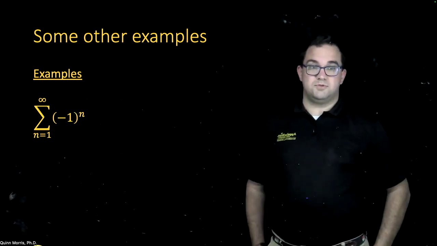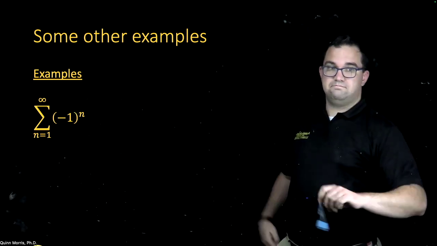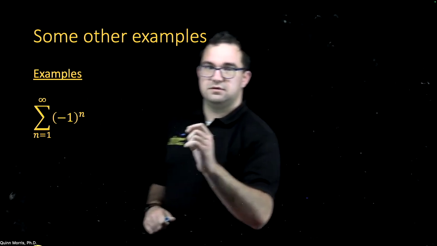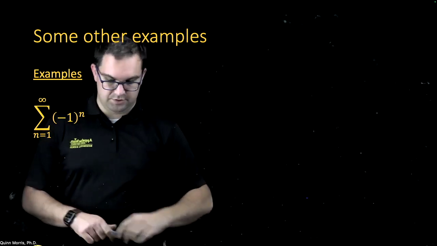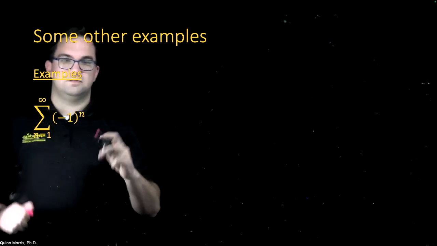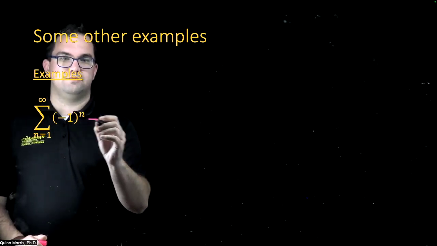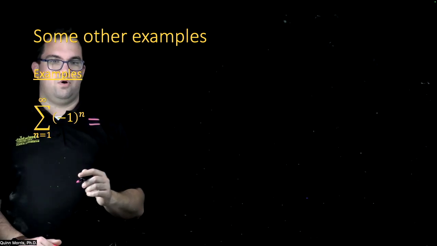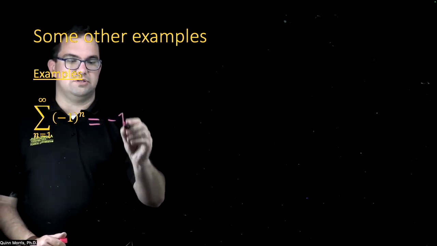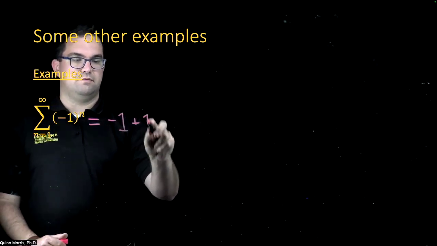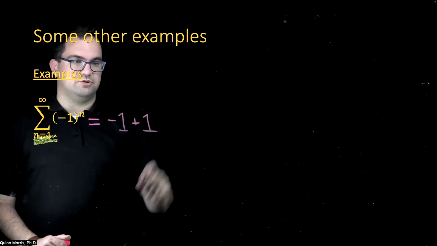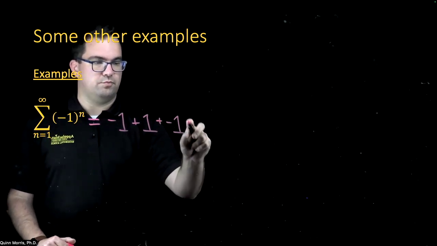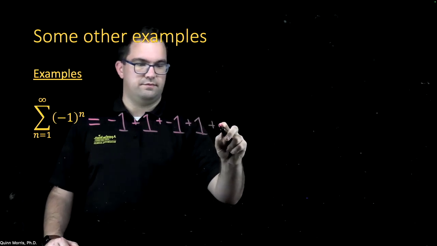All right, now some other weird things can happen. So let's think about this series. Use that marker. If I start writing out terms of this series, when n is equal to 1, I'll get -1 to the 1, which is -1. When n is 2, I'll get -1 squared, which is 1. And you'll pretty quickly start to see the pattern.